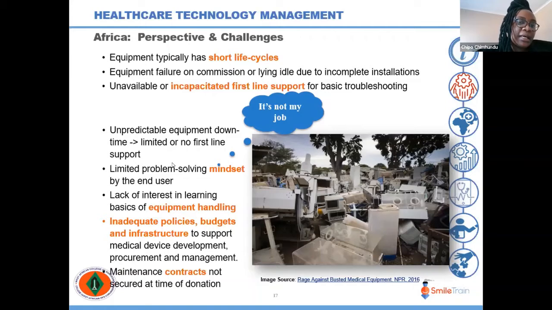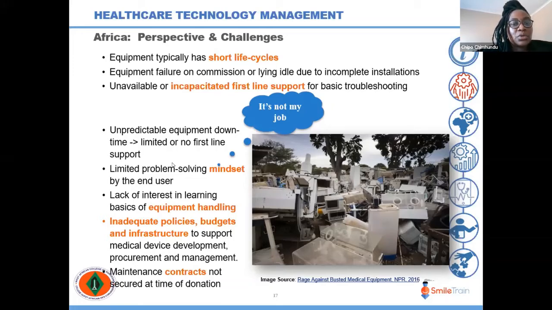On a larger scale, there's not enough policy to support management of equipment or budgets to make sure that equipment is readily available. So we need to be advocates, sitting in those meetings where we speak for more funds to be released and more infrastructure to be directed towards our cause.